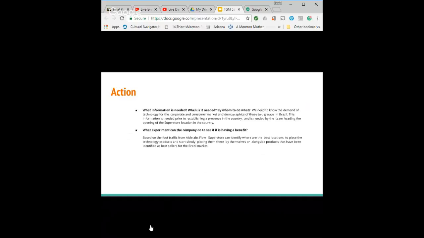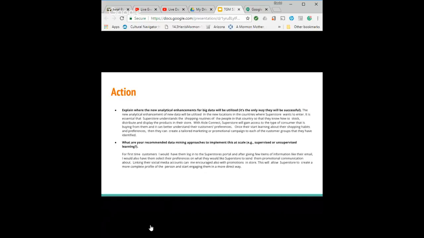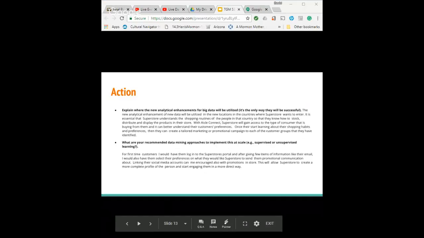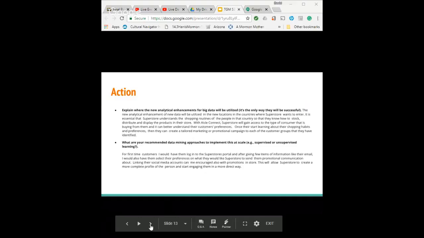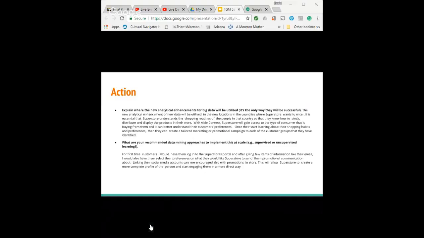And the experiments that we can do and what benefits we'll have from it. Based on the foot traffic from the ACE Lab flow tool, the superstore can identify where the best locations and placement of the items will be, so that they can sell better alongside the technology products that we already see are best sellers.